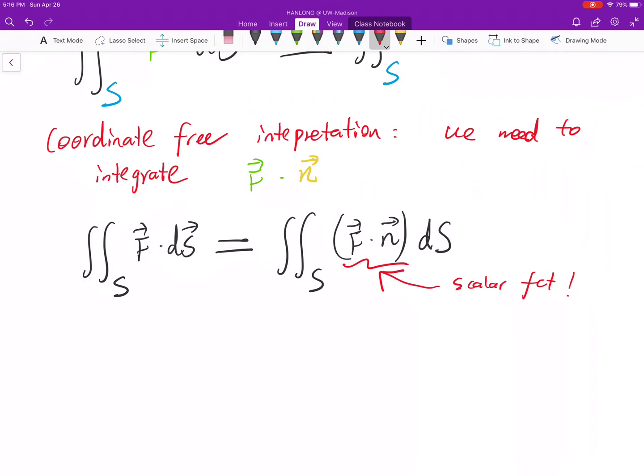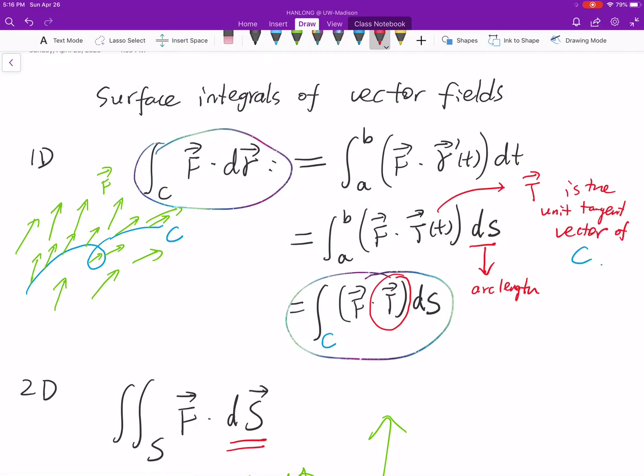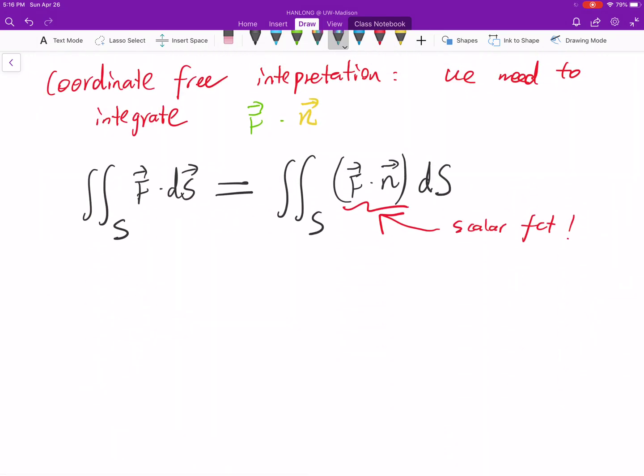Okay, if you recall what we did in 1D, you noted that here we insert another geometric data, the unit tangent vector, so that you can do dot product and transform the vector field into a line integral of a scalar function. And for surface, we did the same thing, right?